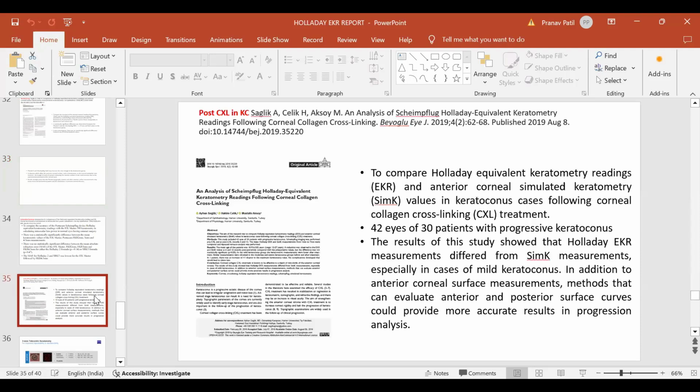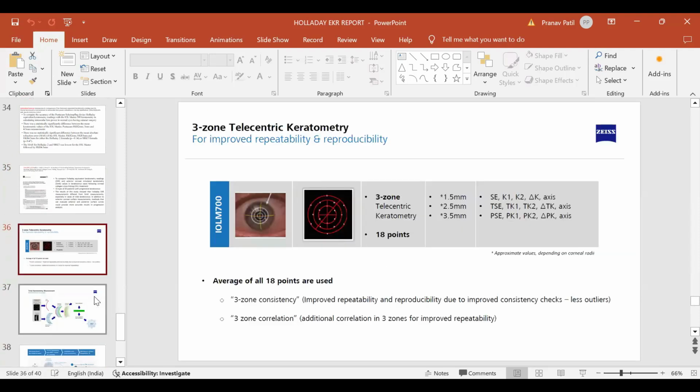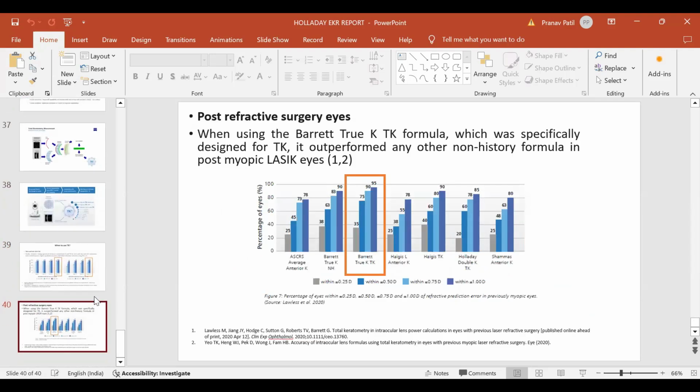So that was the end of my presentation, sir. So, Pranav, very nicely done. I wanted to ask you, it would be a good idea to compare the Barrett's True K TK with the Barrett's True K, because Barrett's True K uses only the normal anterior corneal measurements, whereas Barrett's True K TK uses the anterior and posterior. So for our post-refractive surgery eyes, we can do a retrospective study of say 10-15 patients of hyperopic, myopic, and RK eyes, LASIK eyes, and see whether the predictability of the Barrett's True K TK was better than the Barrett's True K by itself.